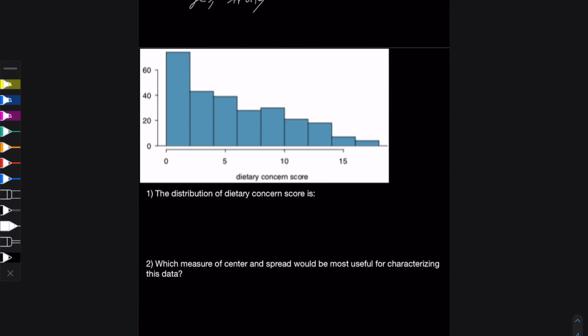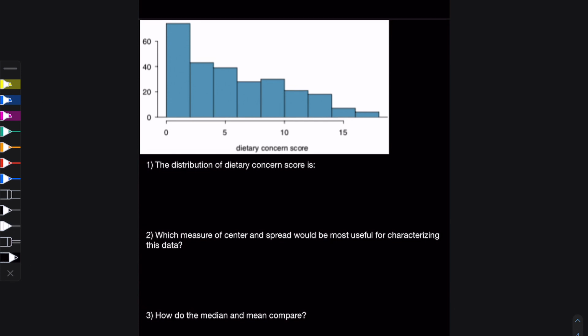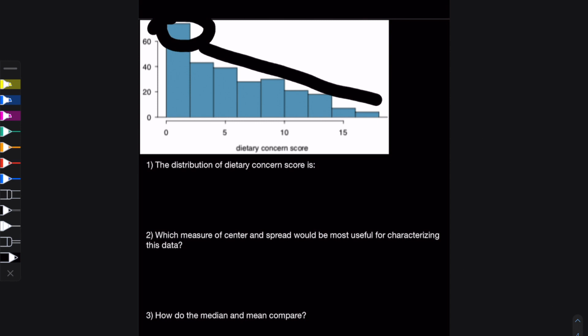All right, next question. This one asks about dietary concern score, which it doesn't really matter what it's asking about. It's more asking us what we're supposed to do with this. So we're going to look at this and identify what the distribution looks like. If you remember on the definitions page, I showed you unimodal, bimodal, and uniform graphs. Which one does this most look like? I would say unimodal. We have one mode right there at the top, and then the graph just goes down from there. So I'm going to say unimodal.